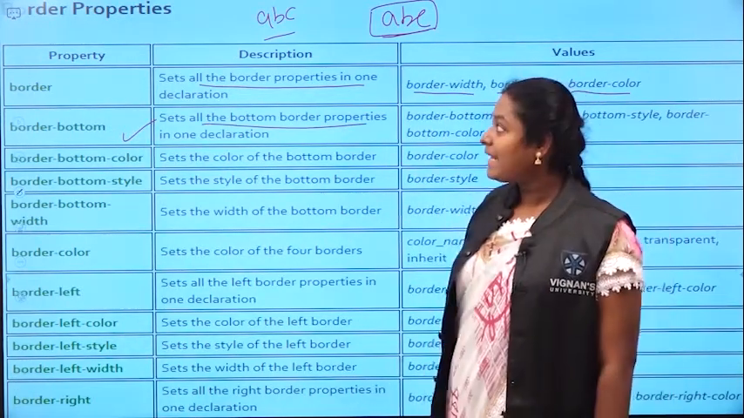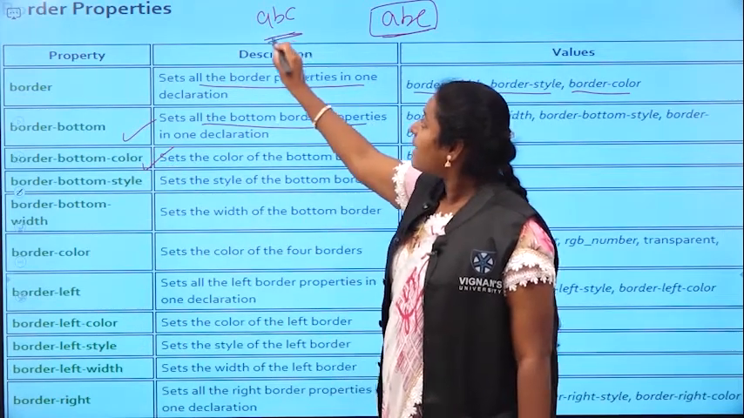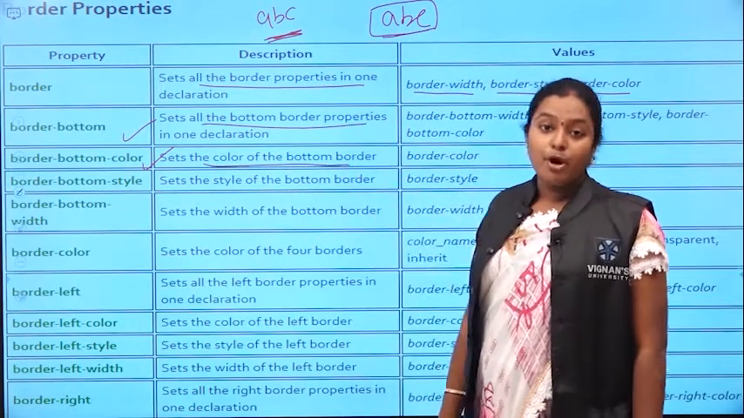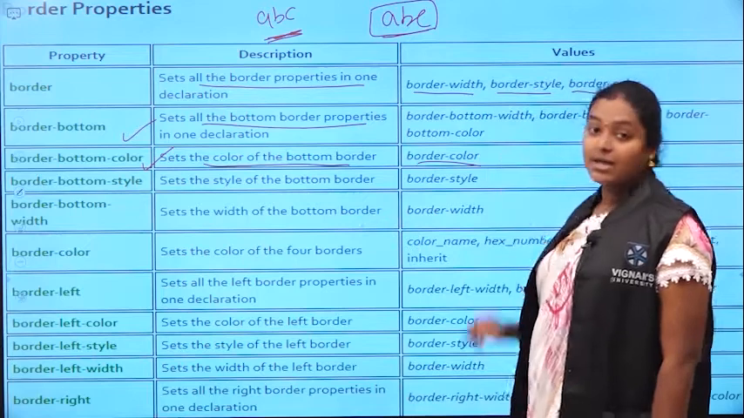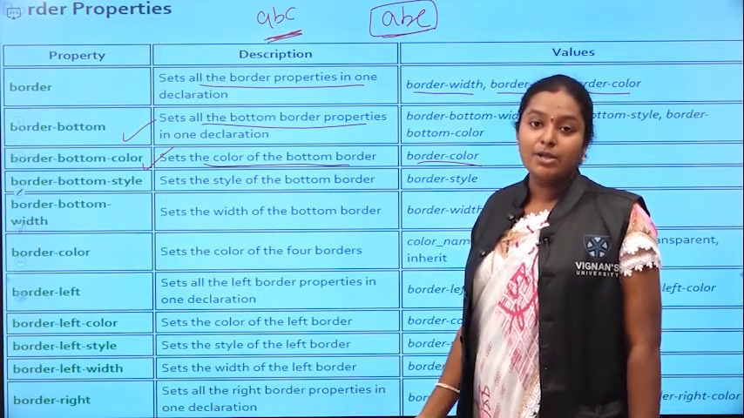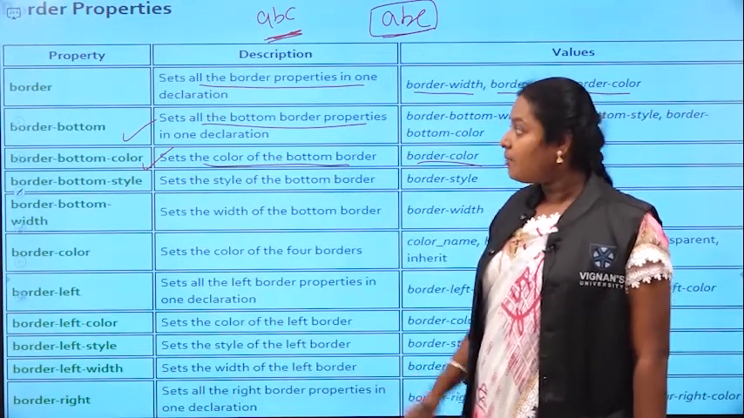The next property in the border properties is border-bottom-color. You are also able to apply a color to the border bottom, that is, set the color of the bottom border. The values may be different colors, like a color name such as red, or an RGB value, or any hexadecimal value you can give to the corresponding border bottom.